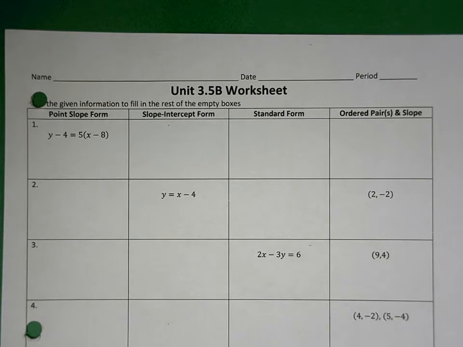Hi there. We looked today in class at switching back and forth between different linear forms, as well as identifying ordered pairs and slopes from given equations. And so your Unit 3.5b worksheet is broken up into 8 problems, and the top 4 correspond to the bottom 4. And so we're going to go ahead and look at a couple of these top ones, just so you can see some of the steps.